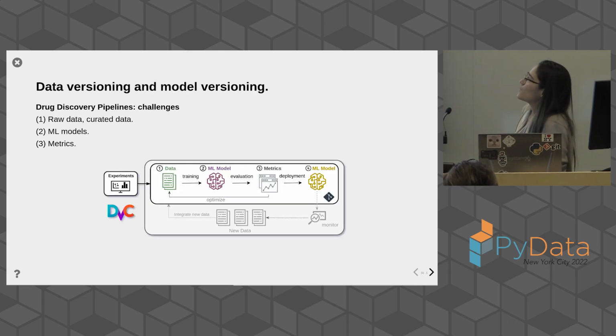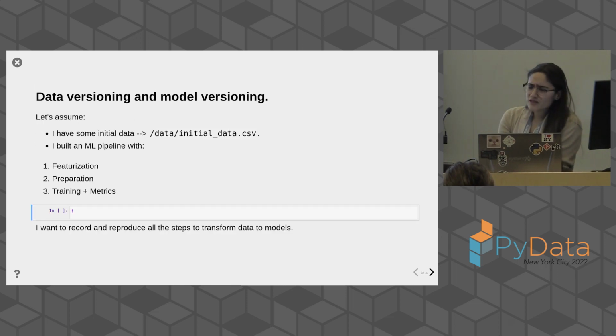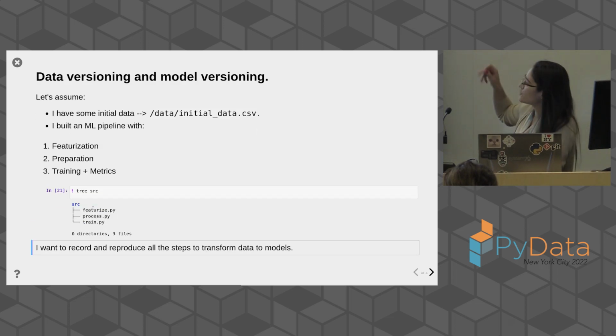So for this exercise, I will assume that in this very complex data pipeline, I'll have raw data, created data, ML models, and metrics. So for this purpose, I'm going to say, well, let's assume I have the initial data that is in the repo, data initial data CSV, and I want to build a pipeline that has 3 steps, just to simplify: featurization, preparation, and training and metrics. So if you check the repo in the source, you will find that we have 3 Python files that are ready to perform these operations for featurizing process string.